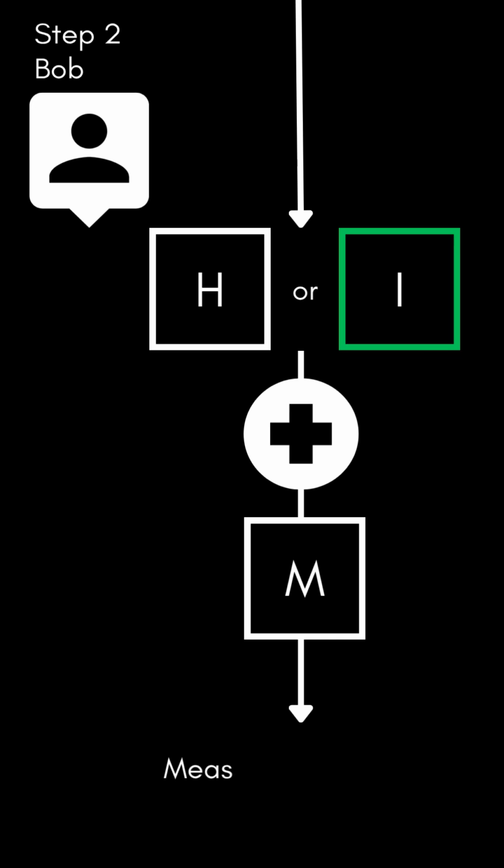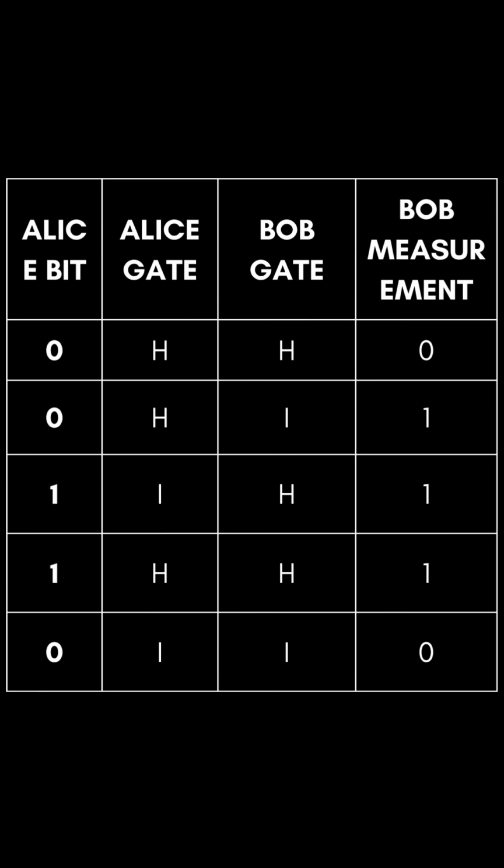In this scenario, Bob ends up with 1, even though the original qubit that Alice gave him was 0. This process goes on until Alice has sent every single bit to Bob, who may or may not have gotten the correct value.